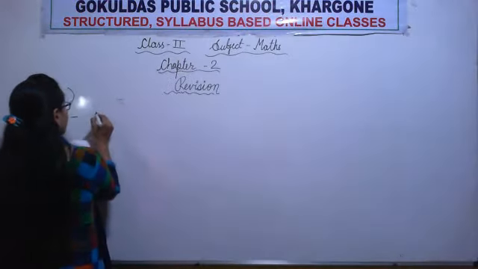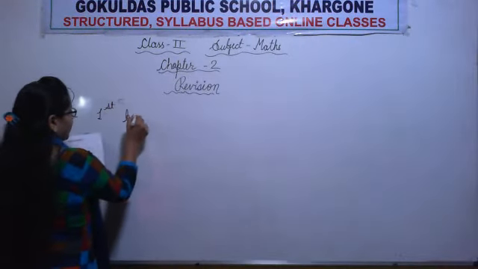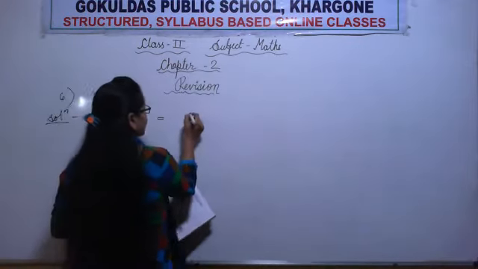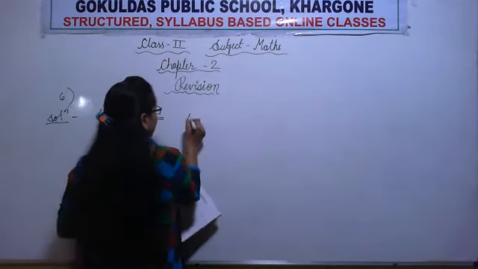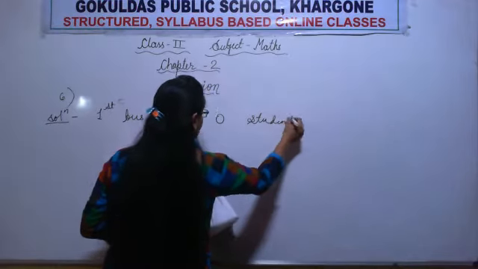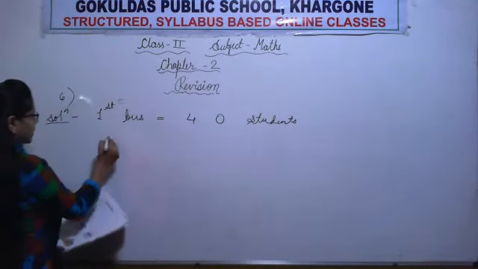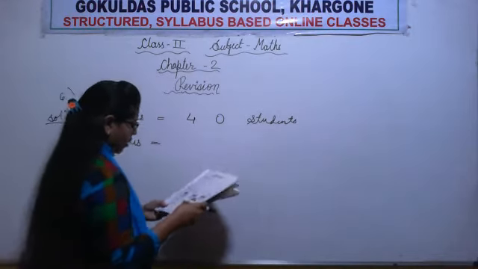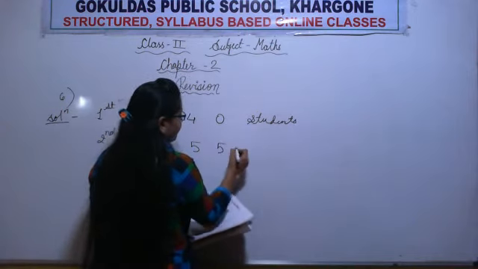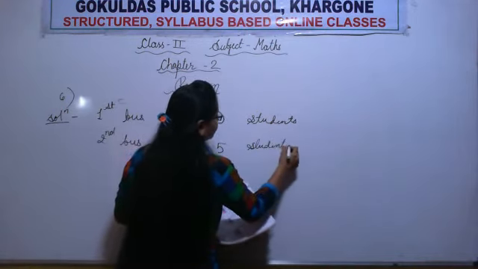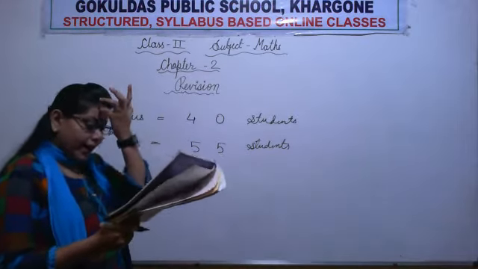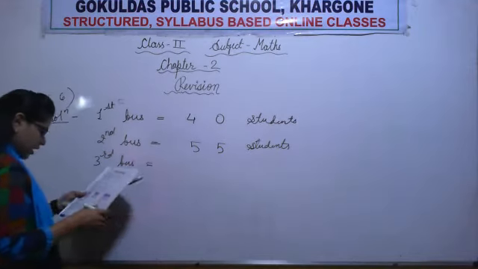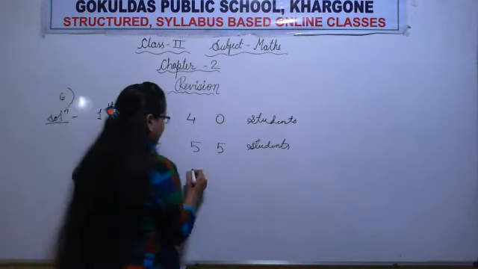So what about first bus? Let us write first bus. How many students are there? 40 students are there. Now what about second bus? Second bus. First of all, let us write second bus. Second bus is having 55 students. So we will write 55 here. Now the third bus. Let's write about third bus. Third bus is having 39 students.